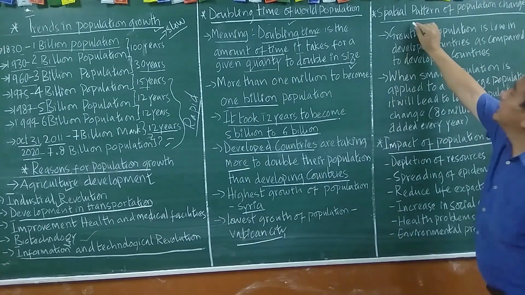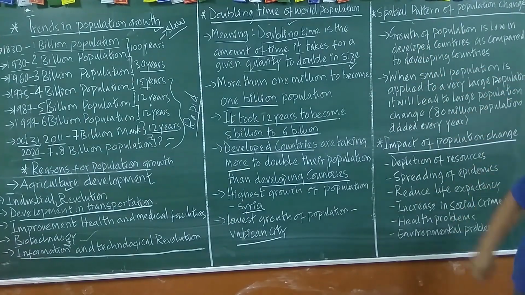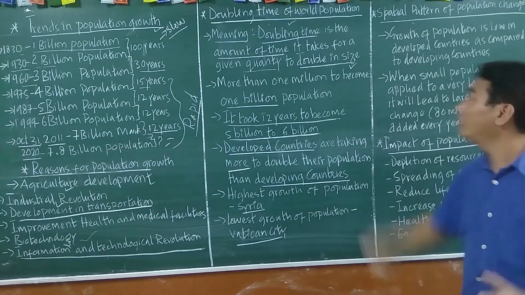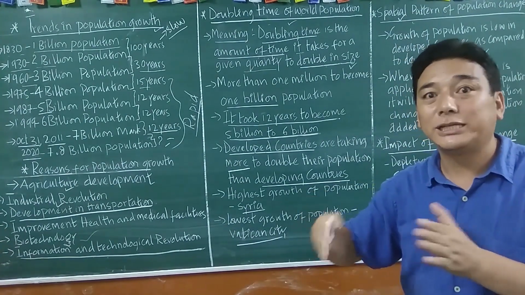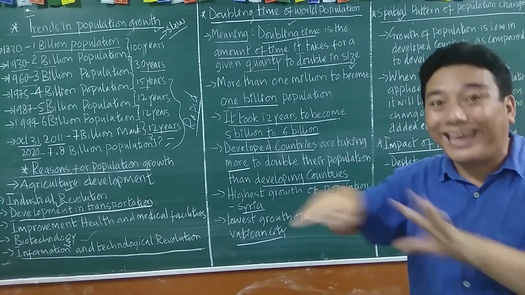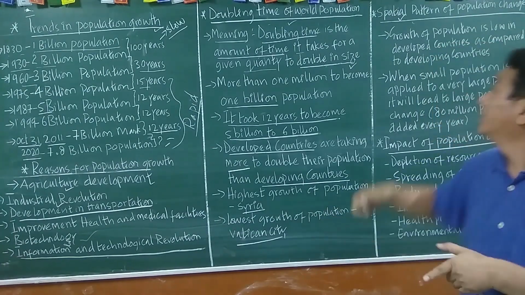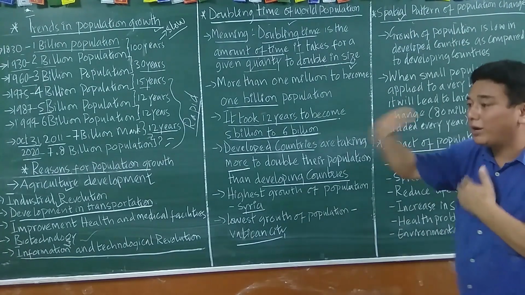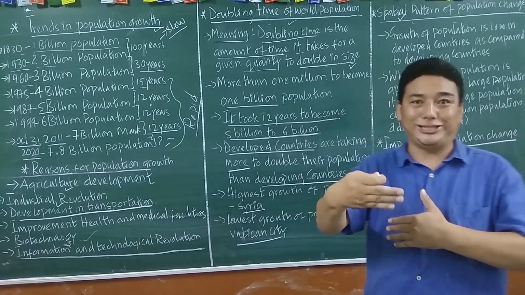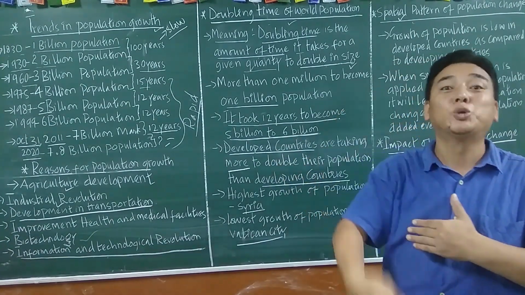Now, the spatial patterns of population change. You have to understand spatial. Spatial means space, how area and shape. Okay? Spatial patterns of population change. And space-wise, what about the population change? What about the population growth?